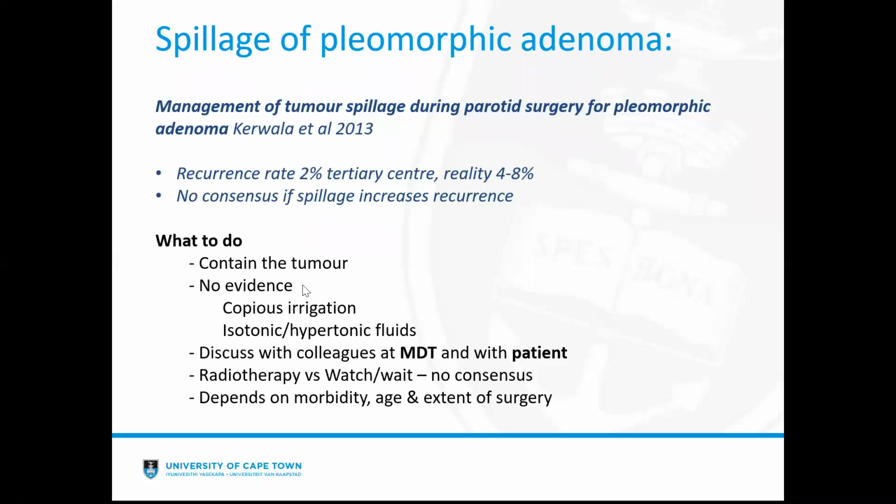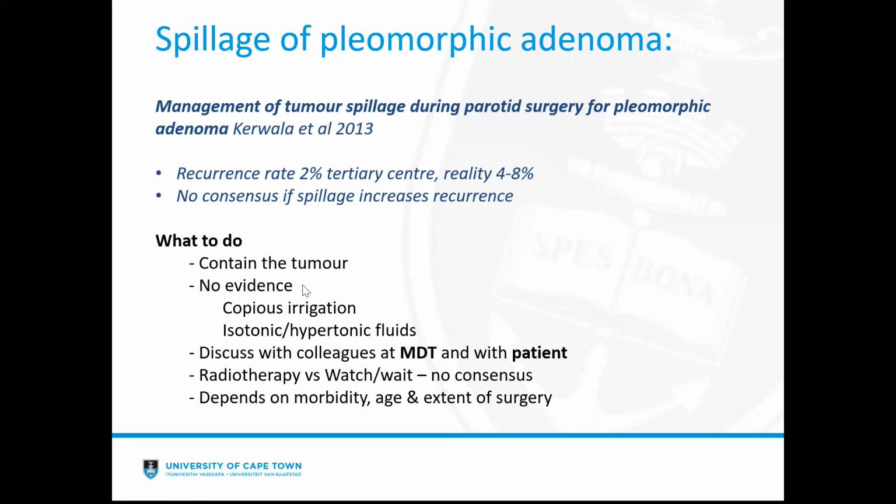Interestingly, there's no consensus as to whether tumor spillage definitively increases the recurrence rate, with previous studies looking retrospectively at recurrence rates and spillage and found it to be roughly the same at 5 to 8%. It should obviously be avoided by applying the principles we already discussed. Where spillage does occur, one should contain the tumor. We routinely irrigate the field with copious amounts of fluid, with some advocating the use of hypertonic or isotonic solutions as it theoretically causes tumor cell lysis. However, there's no concrete evidence to support this, but it definitely does make us feel better.